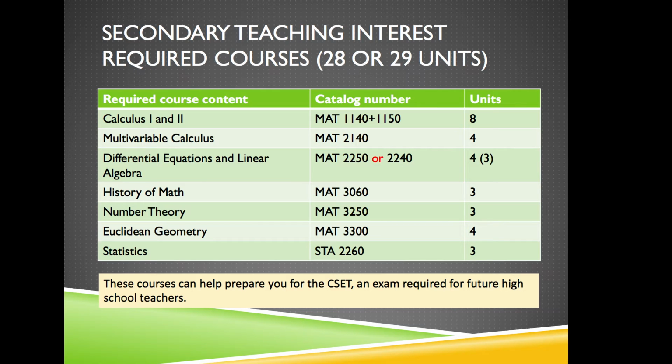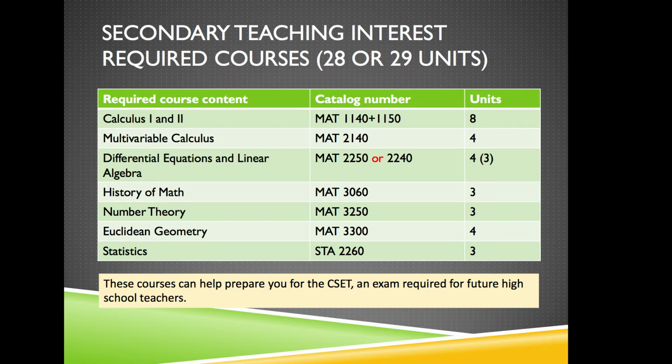The history of math course, the number theory course, the Euclidean geometry course, and the statistics for computer science and engineering students course. So these courses give you a nice overview of the kinds of mathematics that you need to understand to really have a deep understanding of what's taught in high school. So for example, the Euclidean geometry class is going to be the same kind of Euclidean geometry that you learned in high school, but from a deeper and more solid point of view and understanding of how it works.